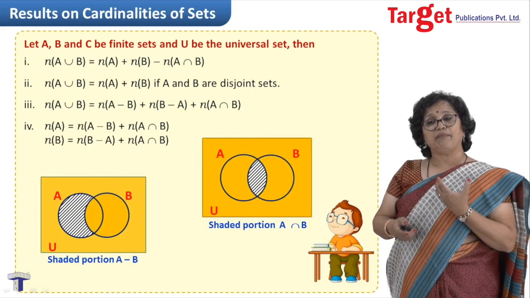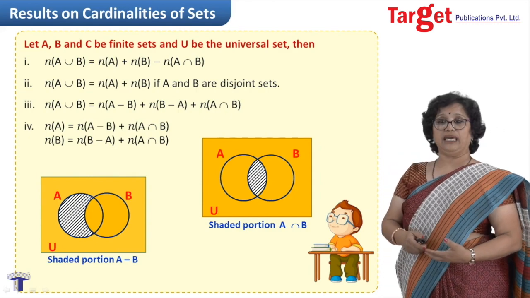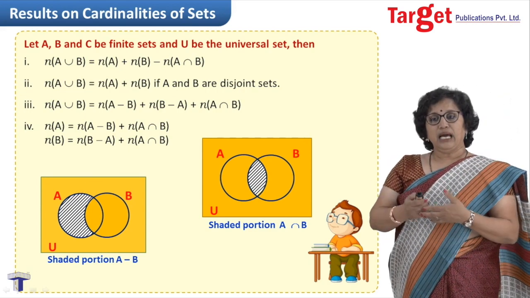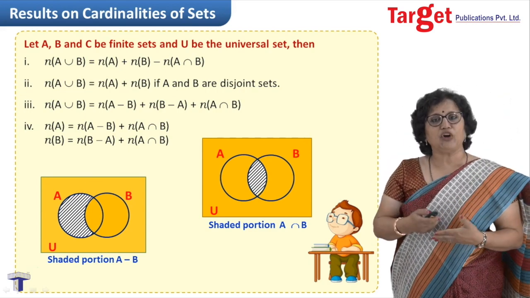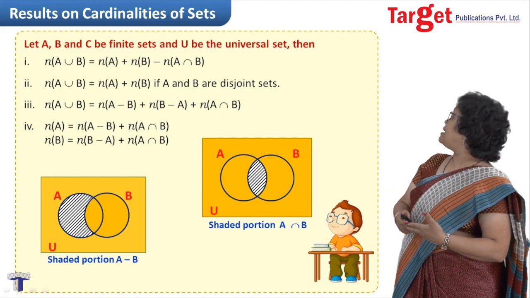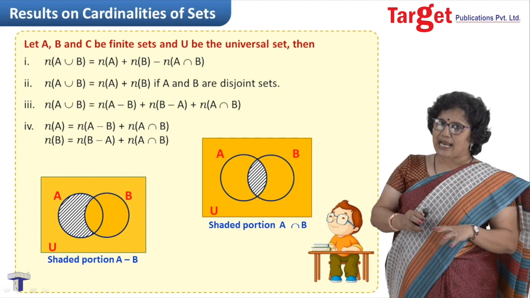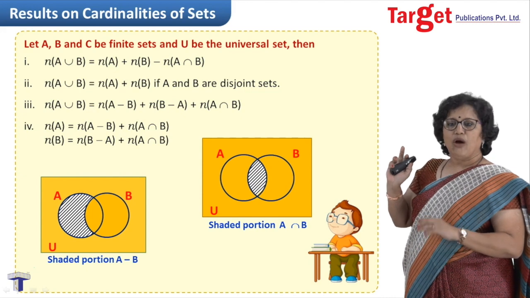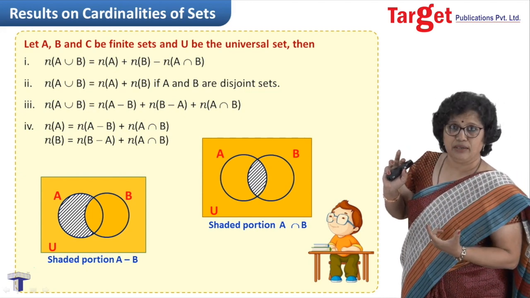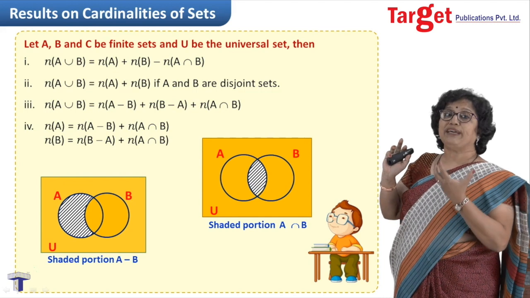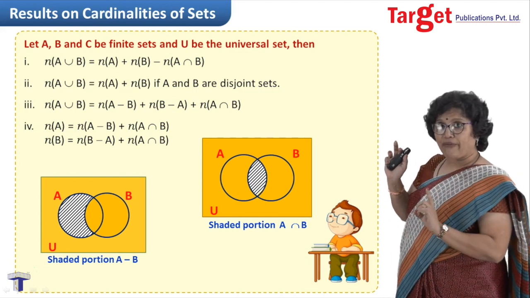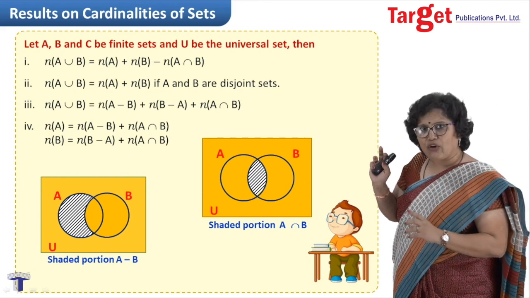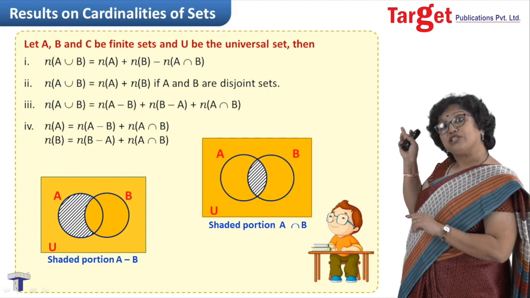Now next, the number of A is equal to the number of A minus B plus the number of A intersection B. And a similar result for the number of B also, which is the number of B minus A plus the number of A intersection B. To understand the results, to get that clarity, I show those two Venn diagrams. One shows A minus B, the shaded portion. I hope everybody understands how we find that A minus B: the portion of A which is not in B. Can you all find similarly what B minus A would be? It would be the portion in B which is not in A.